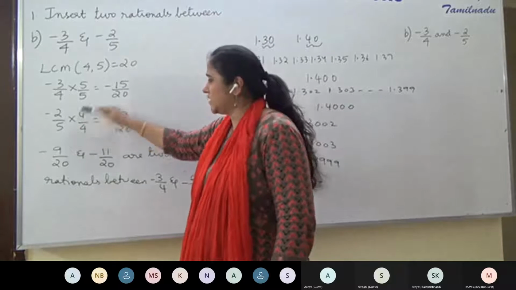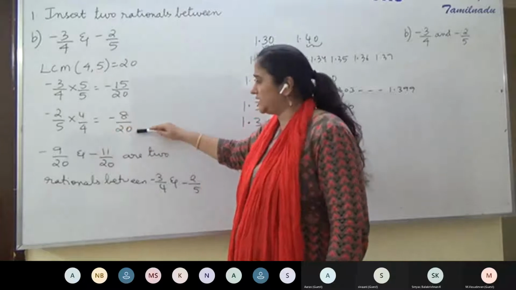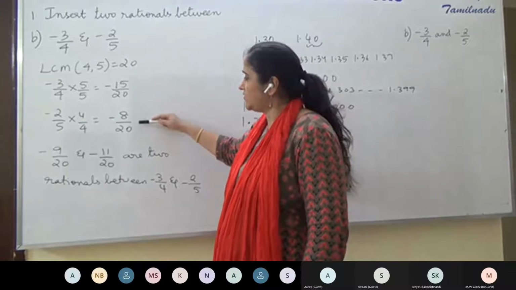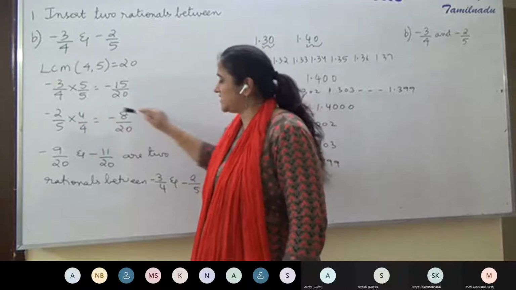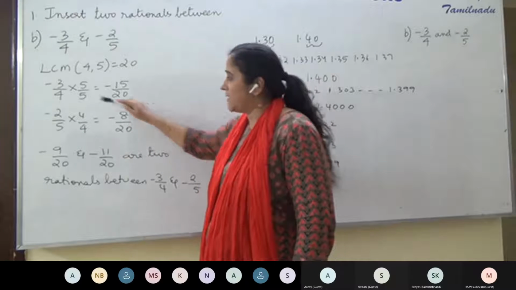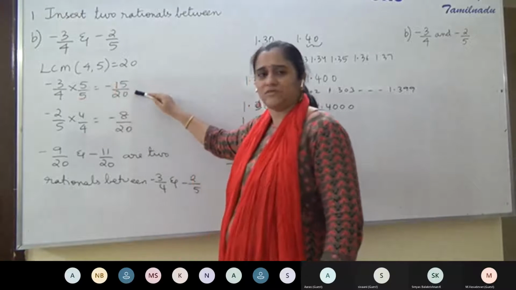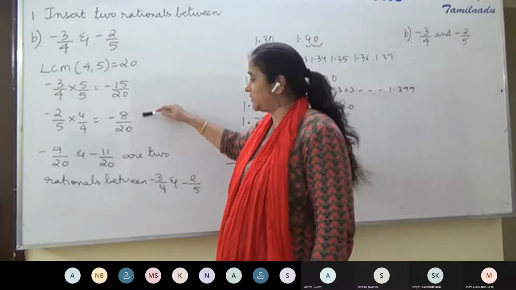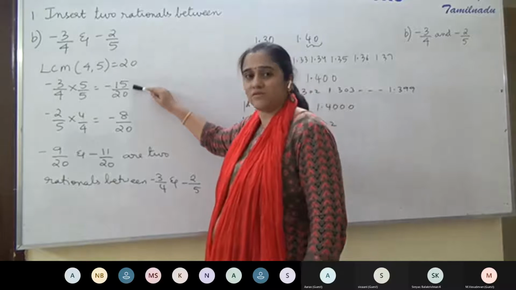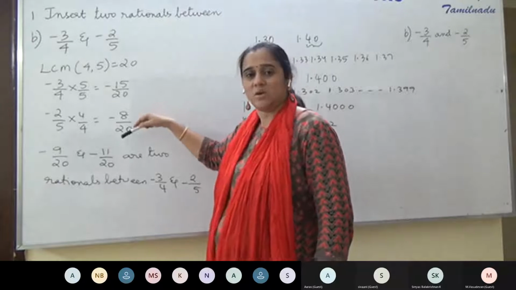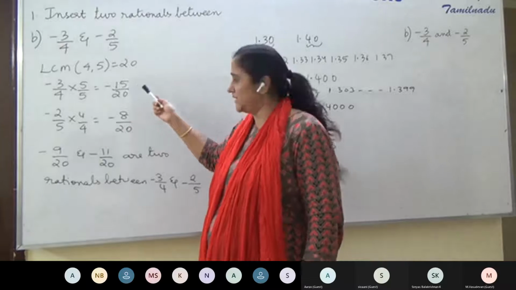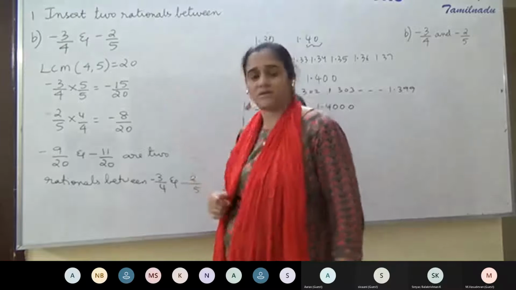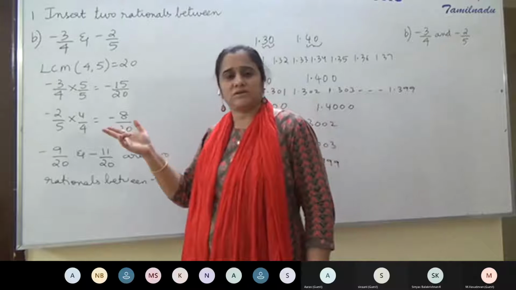Similarly, minus 2 by 5: multiply and divide by 4 so that you bring it to the denominator 20. Minus 2 by 5 is nothing but minus 8 by 20. Minus 3 by 4 is nothing but minus 15 by 20. Now the denominators are the same, so we insert two rationals between minus 8 by 20 and minus 15 by 20. Just look at the numerators: find the numbers between minus 8 and minus 15.